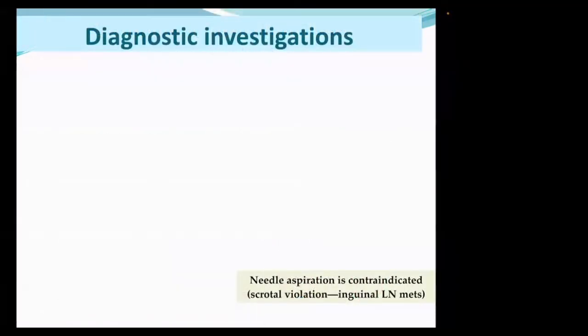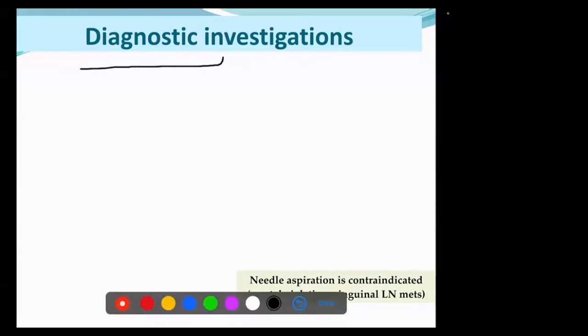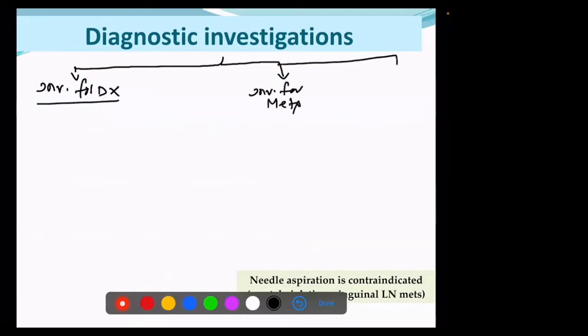How to diagnose a case of testicular tumor? So we will follow the same pattern of diagnosis. That is, we have some investigations for diagnosis. There are some investigations for metastasis. And also there are some special investigations for infertility, or you can say investigations for fertility.